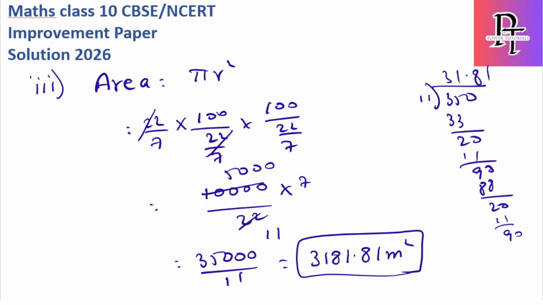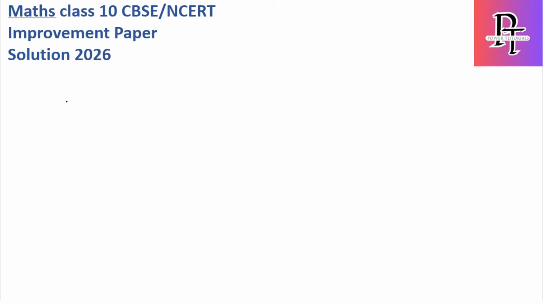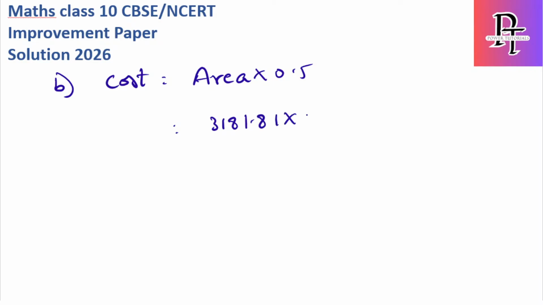The last question for our paper, which is the B part, where the cost of ploughing the field we need to find at 0.5 per meter square. So it's a direct question, we just need to multiply whatever area you got by 0.5. So the cost is equal to area into 0.5. So the area we got as 3181.81. Multiplying by 0.5 is nothing but half of this value. So I'll just divide by 2 directly.